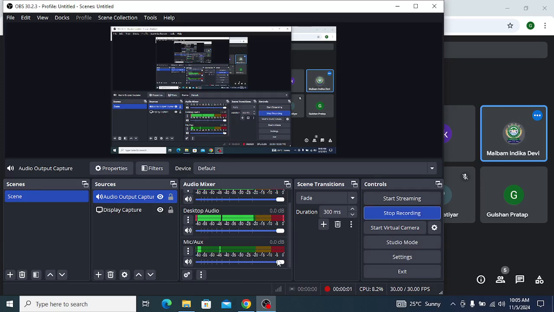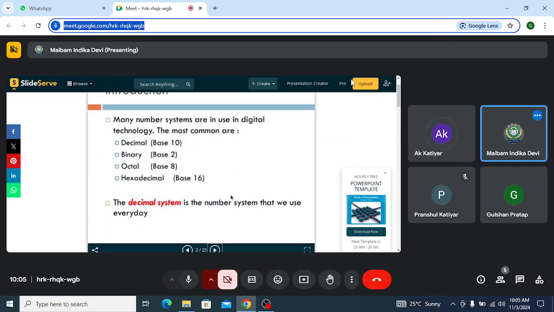Decimal, there will be 16 symbols. Okay, so these are the most commonly used ones. We will be discussing this in detail.